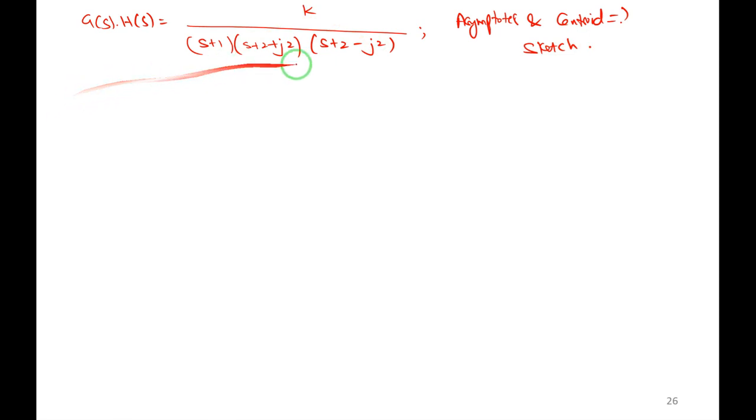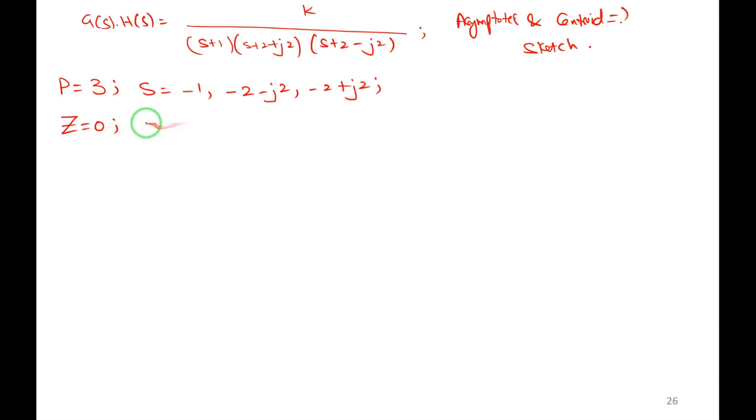So first, how to calculate angle of asymptotes? Before writing the formula for asymptotes and centroid, let me write down how many zeros and how many poles there are. Highest power of s is 3, which means 3 poles are there in the denominator. Where are they located? Equate them to 0. s equal to minus 1 is one of the poles. Then minus 2 minus j2, and minus 2 plus j2. So these are the locations of the poles. Next, how many zeros are there? In the numerator there are no zeros. Z is 0.